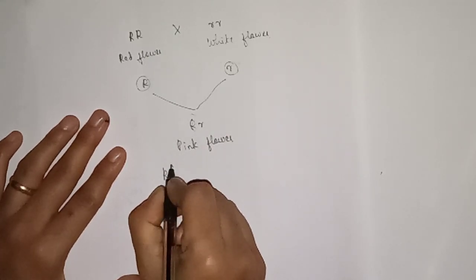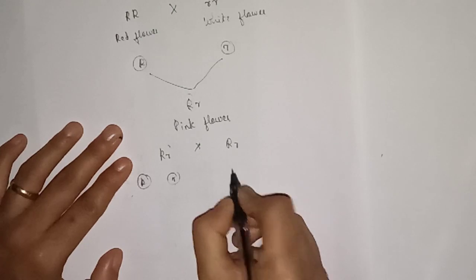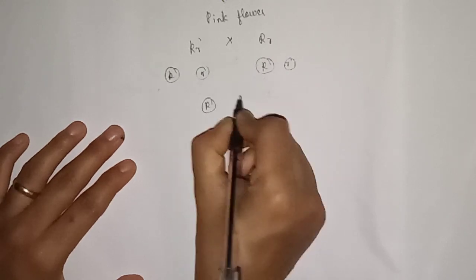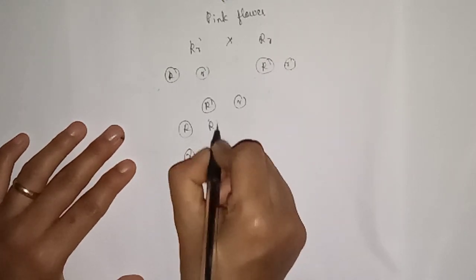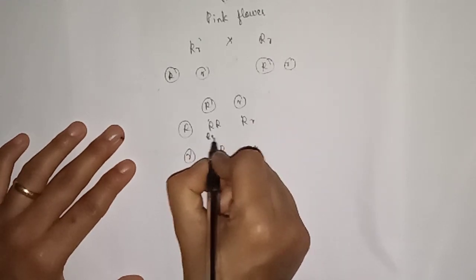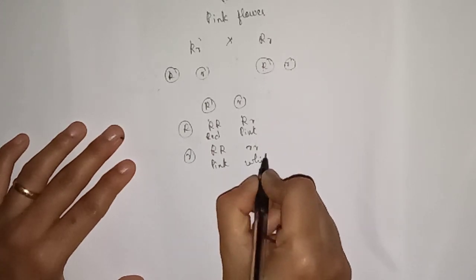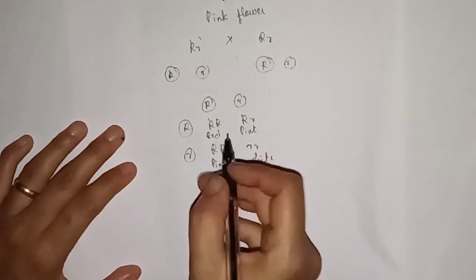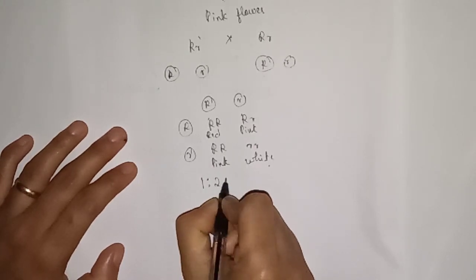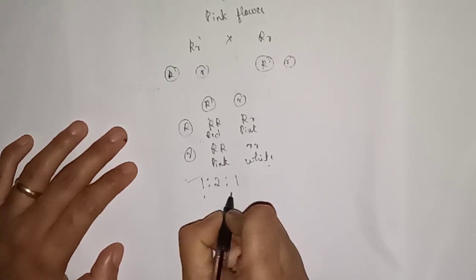Next he selfed this F1. These are the gametes in the F1 generation. So F2 will be capital R capital R, capital R small r, capital R small r, small r small r. This one is red, this becomes pink, this is pink and this is white. That means out of 4 plants he got 1 red, 1 white and 2 pink. The phenotypic ratio is 1:2:1 and the genotypic ratio is also the same, 1:2:1.